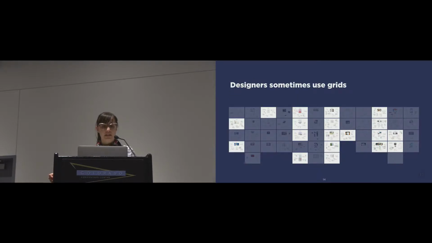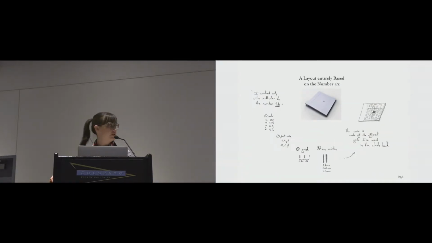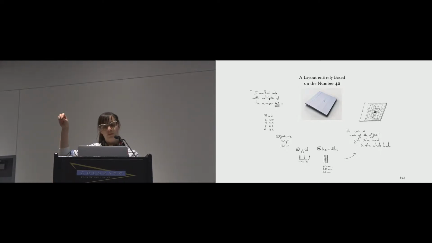And what we could see is that whereas, yes, graphic designers sometimes use a grid to structure their layout, as you can see here, they often go beyond, and I'm going to give you an example. In this story, this designer used a grid, but she used an overall principle. She said, I want to design my layout entirely based on the number 42. So she used that number for every aspect of her layout. For example, all the colors were multiples of the number 42, the font sizes as well, the grid dimensions, and also the line widths.